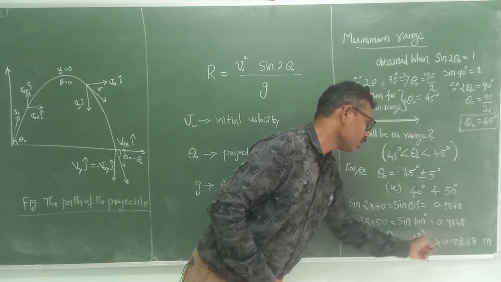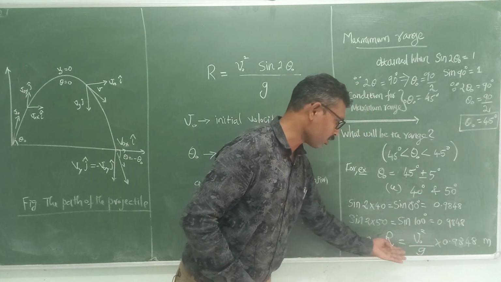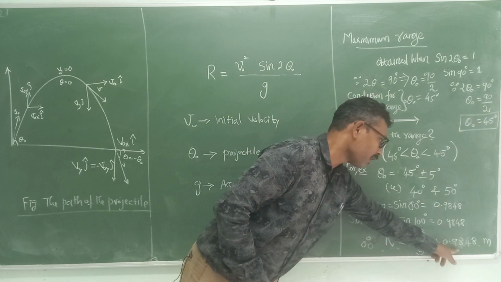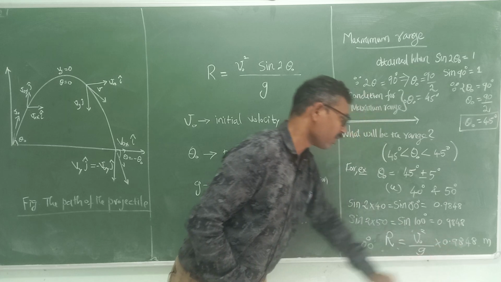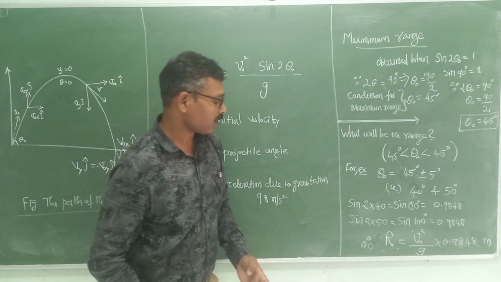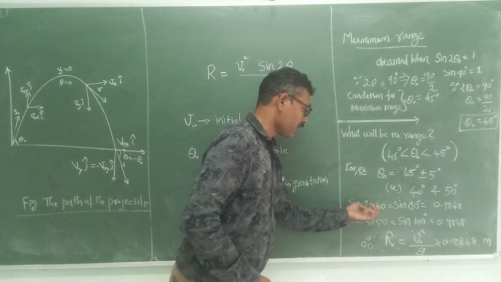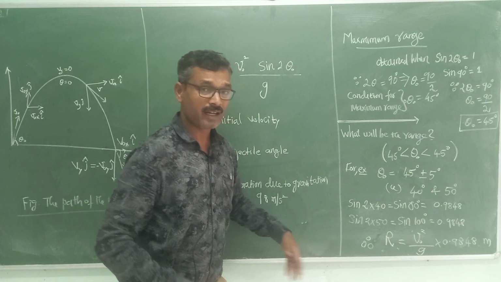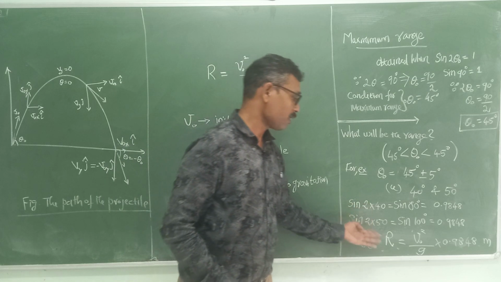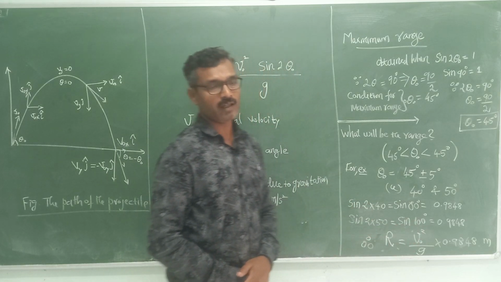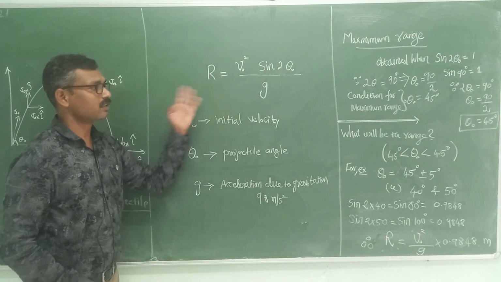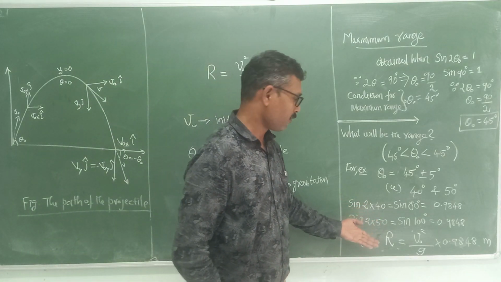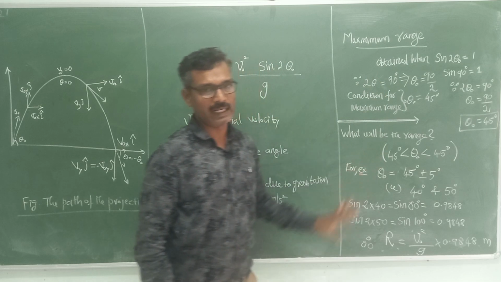same values. That means range r equals v naught square by g multiplied by this value 0.9848. This 0.9848 is the factor given for 40 degree and 50 degree also. That means the range is not going to be different. For both cases the range will be the same. That is the interesting phenomenon we received from this particular example.